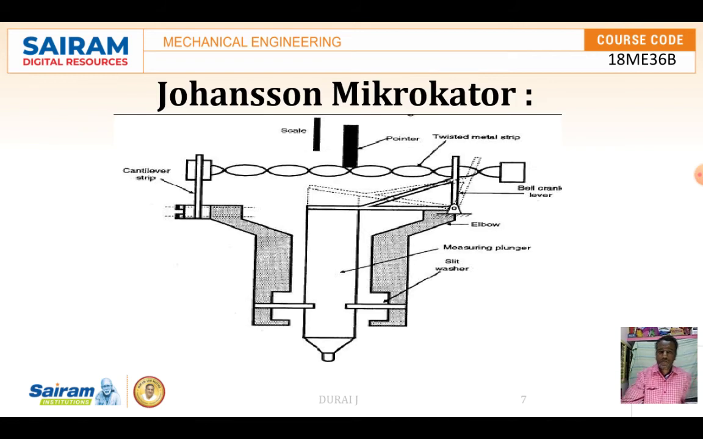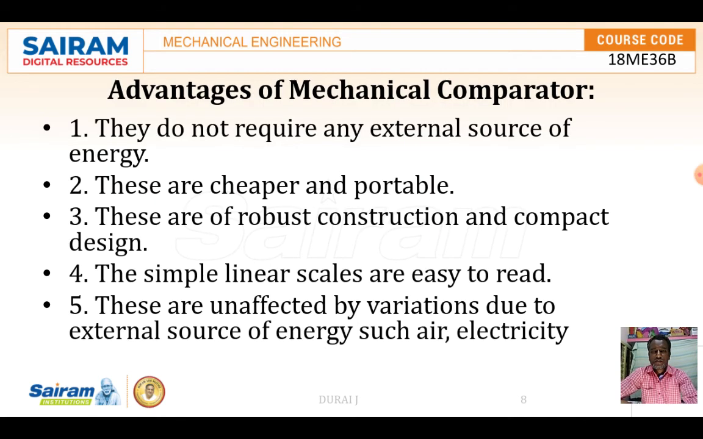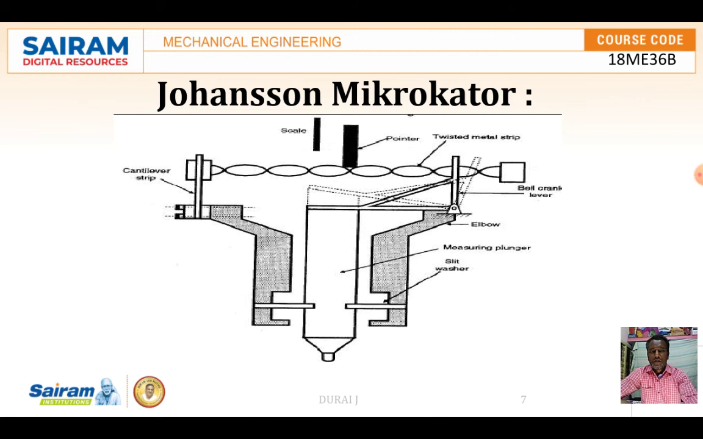Okay, then we come to the Johansson Mikrokator. It works on the button spinning principle. Here we have some twisted strip. In the twisted strip, the pointer is connected, and at the other end the scale will be connected. The measuring plunger is connected over here. Here a slit washer is going to support the plunger.